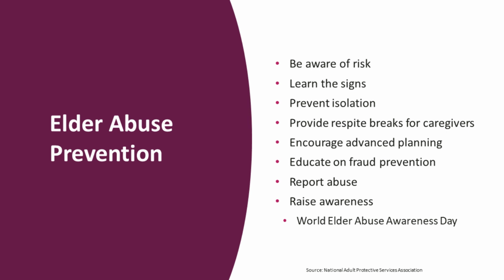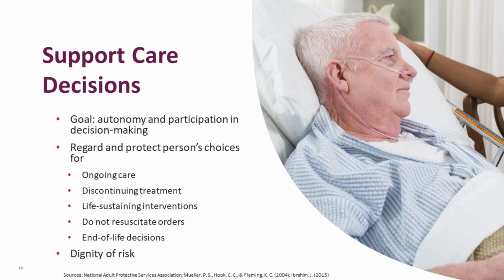And then a few more common ethical decisions or ethical issues that I wanted to bring up. One is supported care decisions. So supporting an elder's care decision or end-of-life decisions is driven by the ethical principle of autonomy and allows the older adult to participate in decision-making. And it's important for us as professionals and family caregivers to regard and protect the older adult's choices for things like ongoing care, the discontinuation of treatment, for example, if they decide not to pursue cancer treatment, for life-sustaining interventions, for do not resuscitate orders, and for end-of-life decisions.